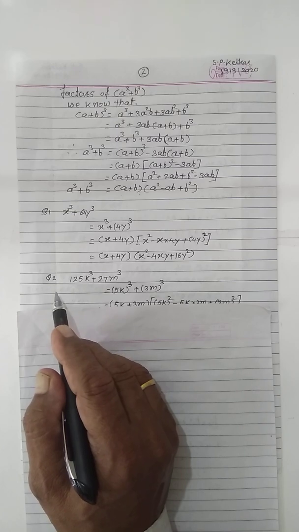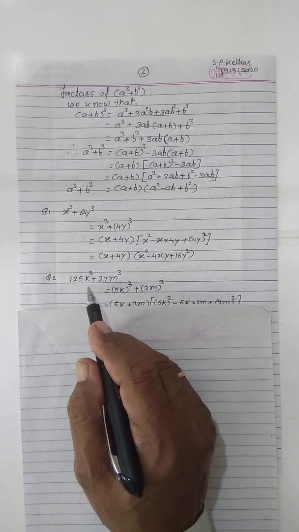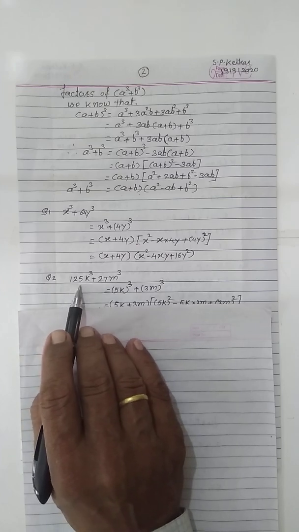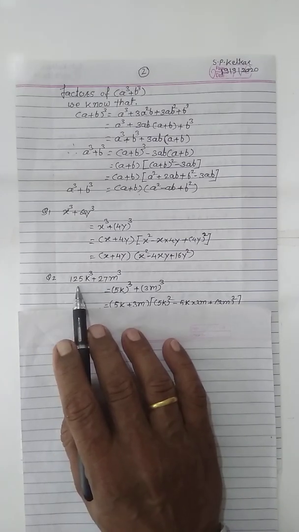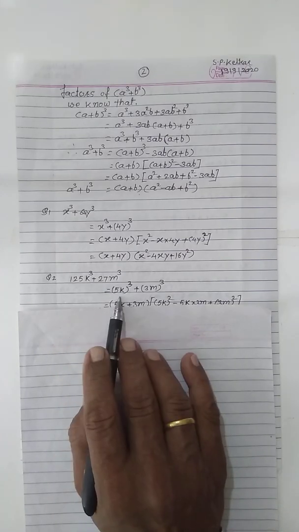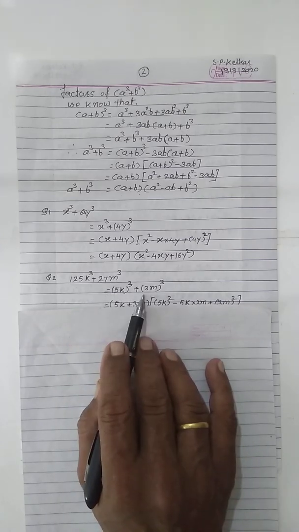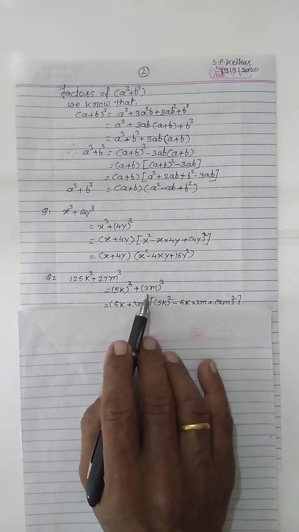Then we take another example, 125k cube plus 27m cube. Here 125 is the cube of 5, so (5k) whole cube, plus 27 is the cube of 3, so write (3m) whole cube. Now the first term is 5k and the second term is 3m.